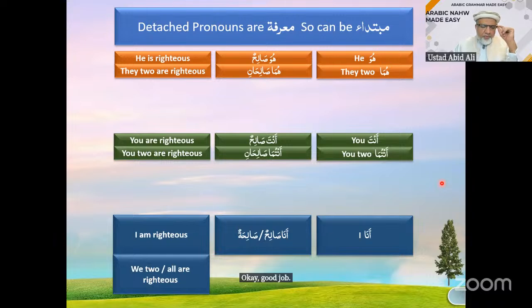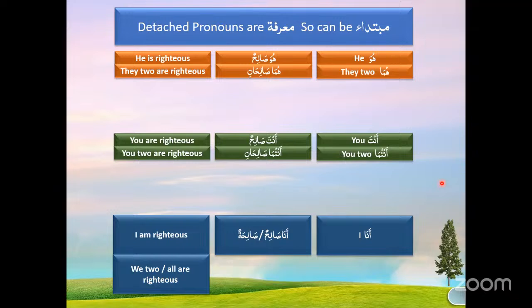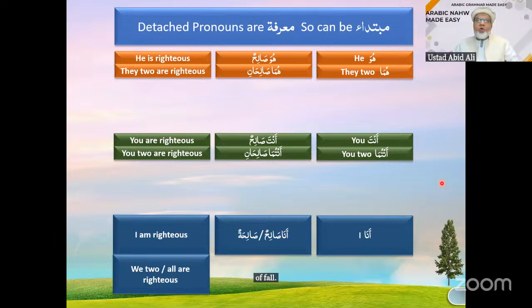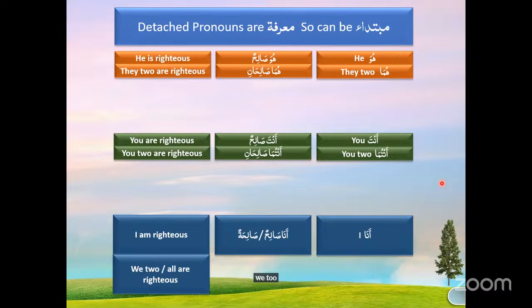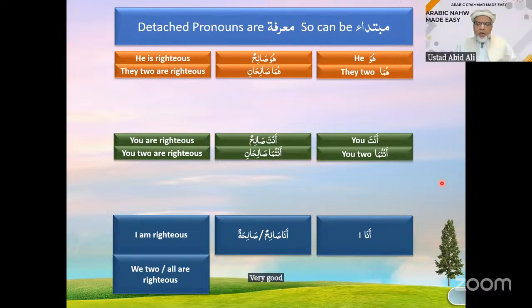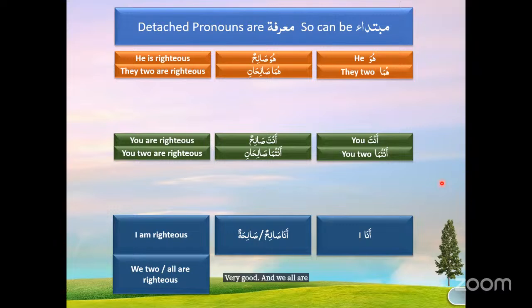Brother Mujib, we too, we all are righteous. Nahnu Salihani, we too. Very good. And we all are righteous: Nahnu Salihuna, mashallah. Very good job.